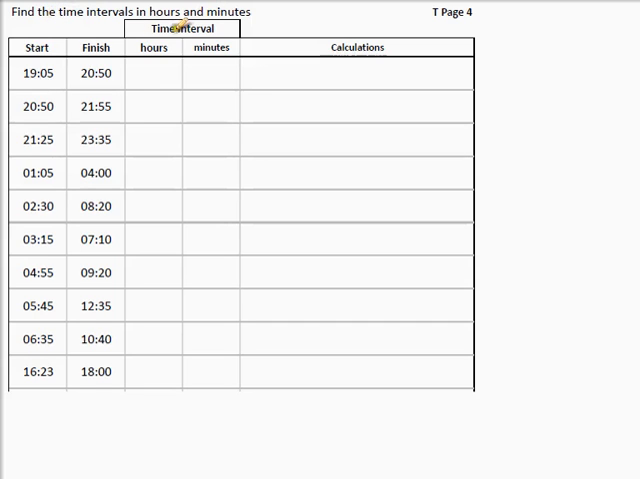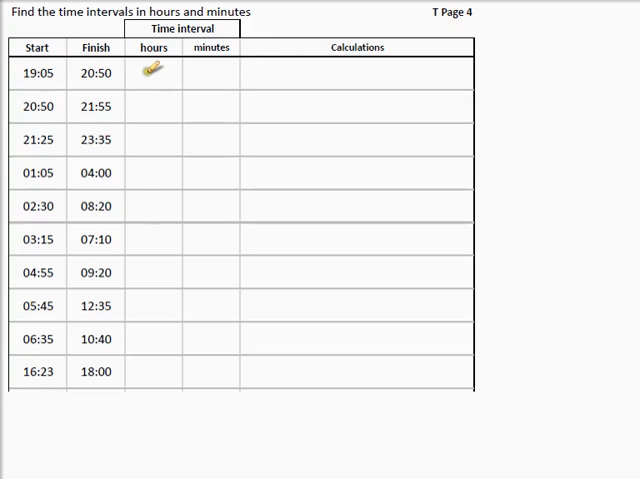Now, we need to find time intervals between 19:05 and 20:50. We're going to just practice what we've learned right now, okay? So what will be the easiest way for you?